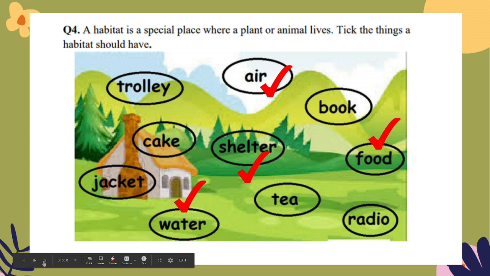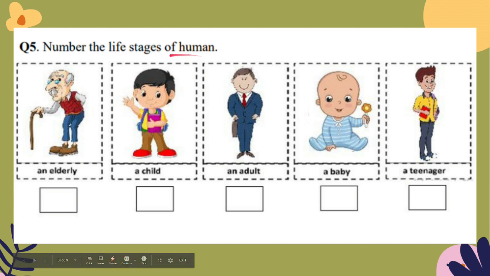Now, question number 5. Number the life stages of human. You can see here an elderly, a child, an adult, a baby, and a teenager. So the first stage, when a baby is born, it cannot do anything for itself. Someone must take care of the baby. And babies change as they grow. And then when they grow, they can do more and more things.